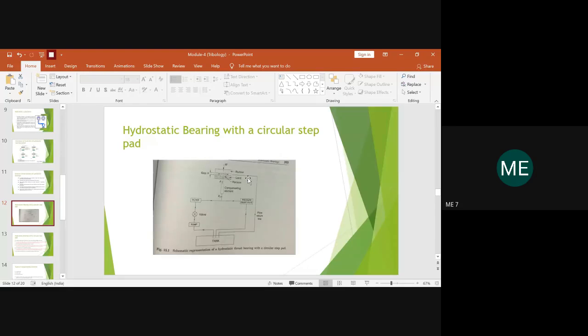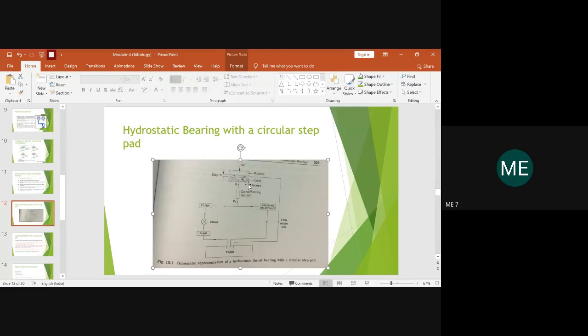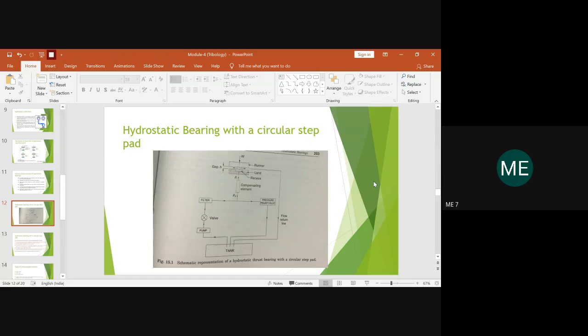So once the key characteristics of hydrostatic bearings are clear, and once the formation of the fluid film in a hydrostatic bearing is clear, now you should understand how the entire process comes into picture in a hydrostatic bearing. I've just shown you a small schematic sketch to represent a hydrostatic bearing with a circular step pad. So it is also called a hydrostatic bearing or hydrostatic step bearing. So it has two names. Both of them are the same, right?